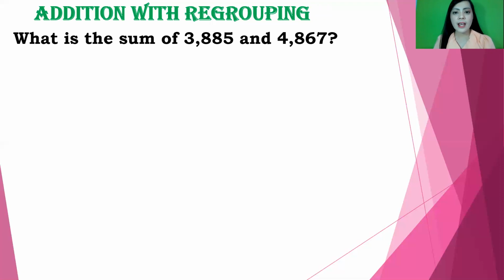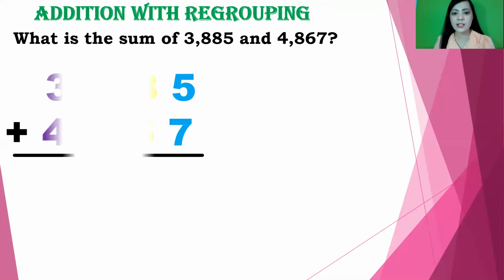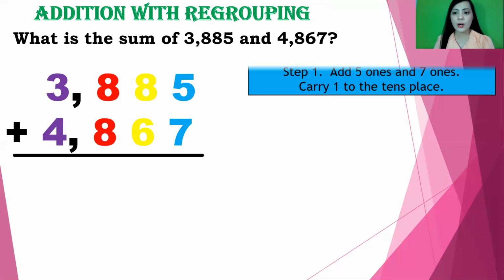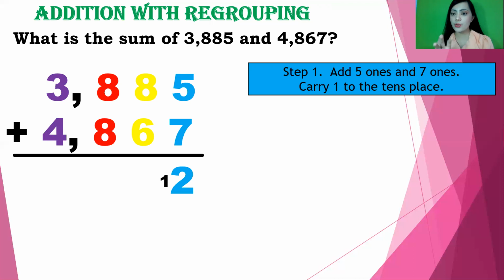Next question. What is the sum of 3,885 and 4,865? Just follow the rule, align the numbers according to their place value, right? So this time around, it's quite difficult. 5 plus 5 is equal to 10. Okay, 5 plus 7 is equal to 12. So we cannot put 12 right there. So what are you going to do? Carry 1 to the tens place. So the 1 there is already in the tens place.